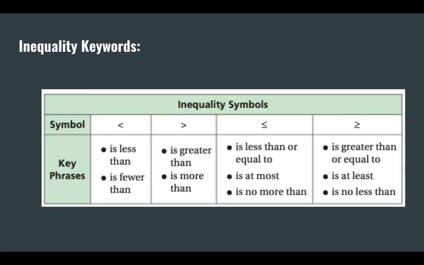Now let's review the key words for inequalities. First, let's start with our less than symbol, which could also mean fewer than. We have our greater than symbol, which could also mean is more than. Next is our less than or equal to, which could also mean is at most or is no more than. Then we have our greater than or equal to symbol, which could also mean is at least or is no less than.